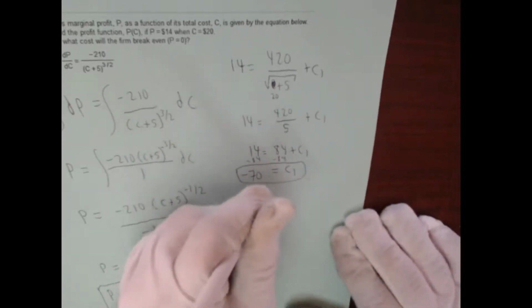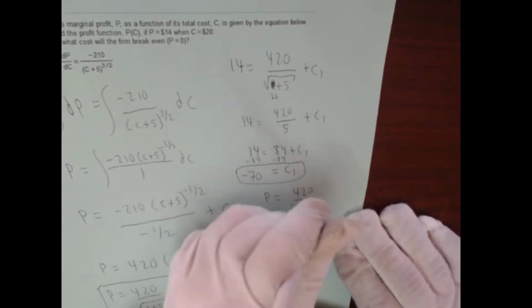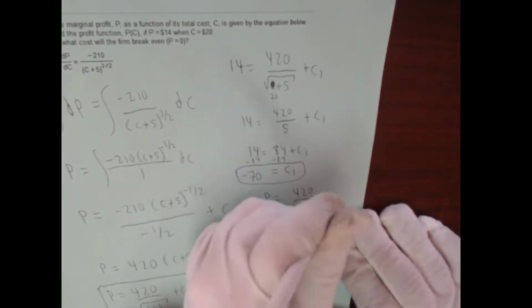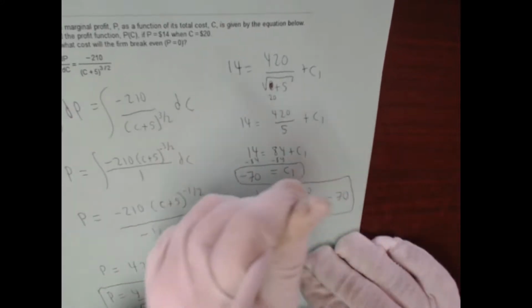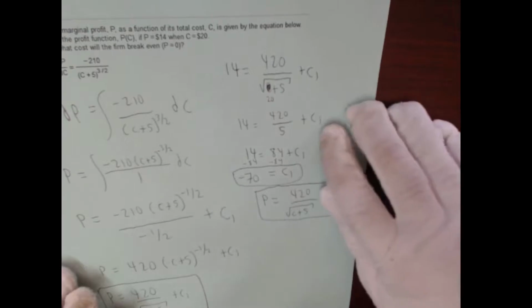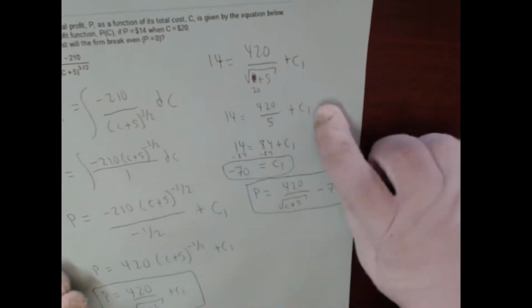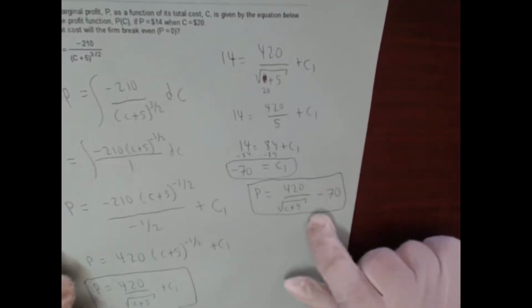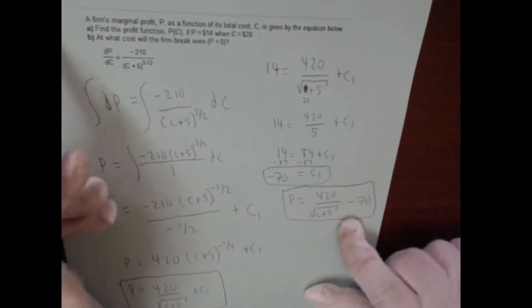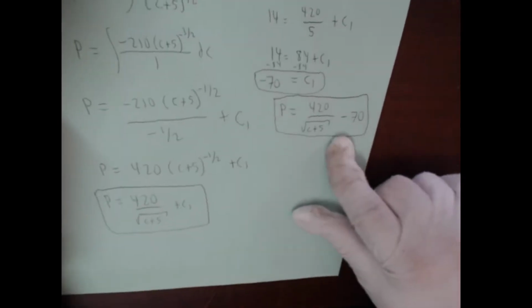So my updated function is p equals 420 divided by the square root of c plus 5 minus 70, because we've isolated our constant term by plugging in an actual value of the function. Remember, we also call this an initial condition, and we get our new function right here. Finally, they say, what is the break-even point? The break-even point is when you have zero profit.